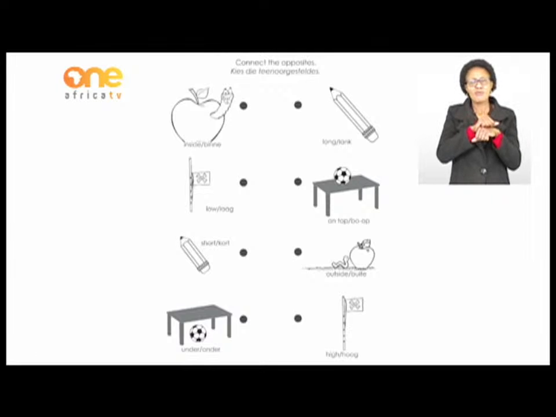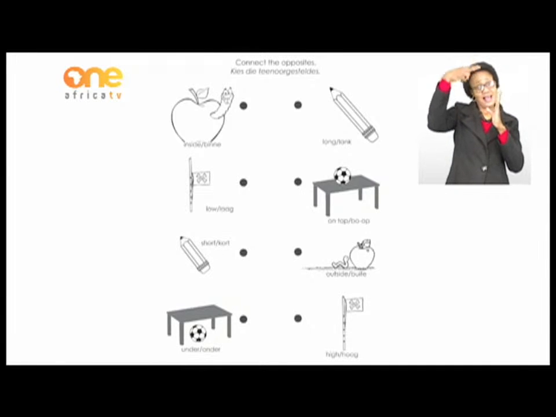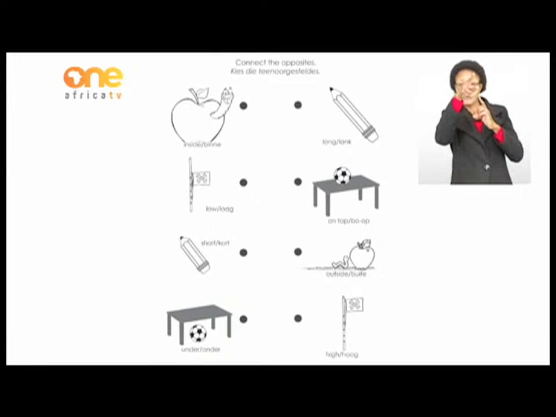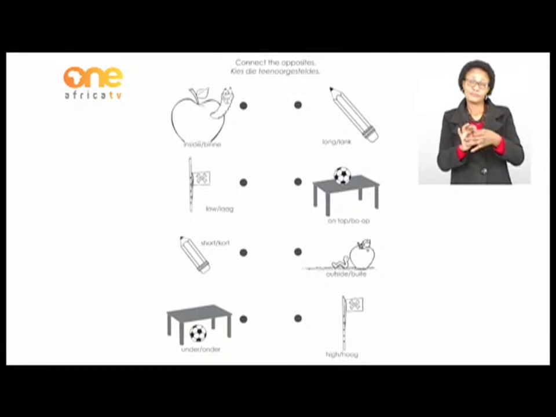And we cannot use outside again. So our answer must be high. I'd like you to please draw a line from the low flag to the high flag. The other two, I'm sure you can do by yourselves. And when you are done, my children, feel free to color everything there.